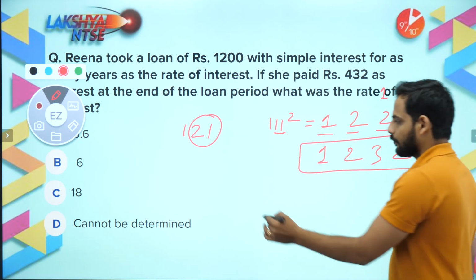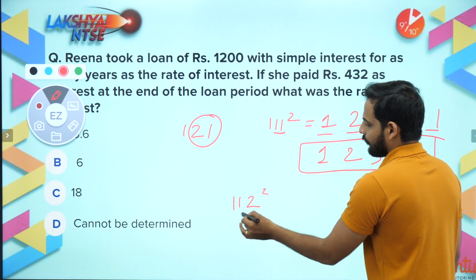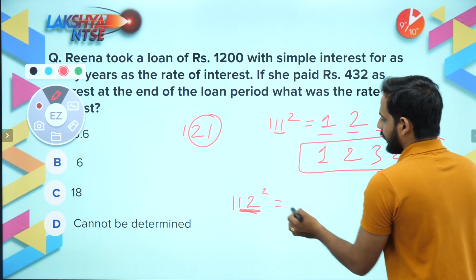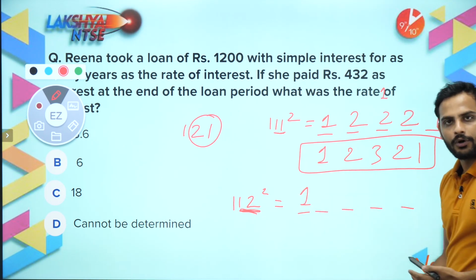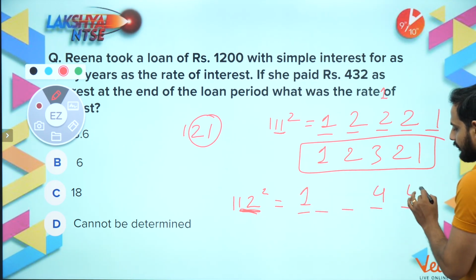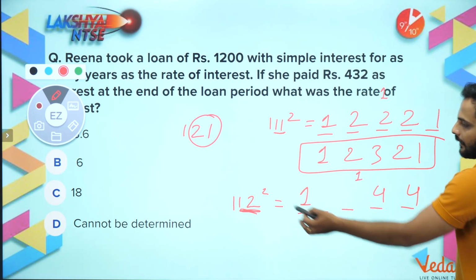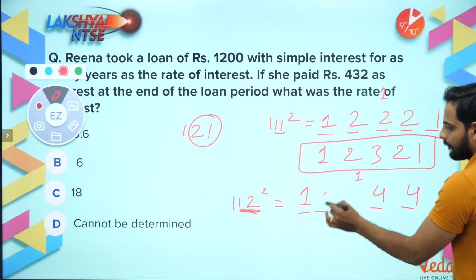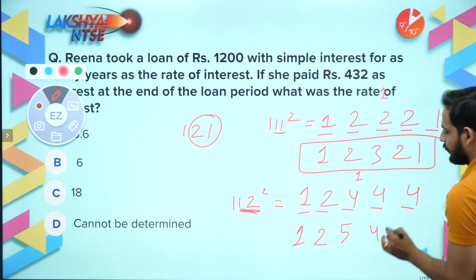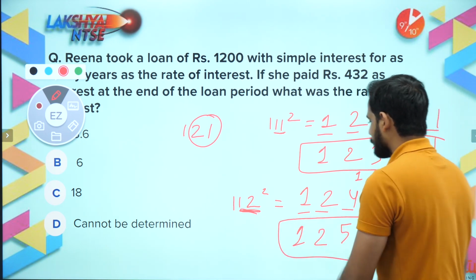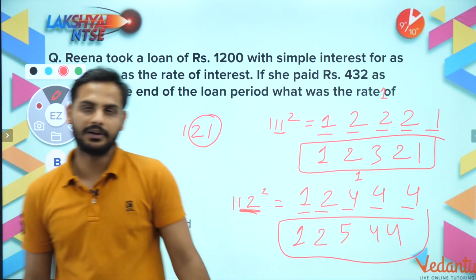Okay, suppose 112 square. So 112 square, what are the last two digits? 12. Okay, so write 5 digits. 1 will be here. 12 square is what? 144. So 44 I will write, and 1 will be in the power. Double of 12 is 24. So 1, 2, 4 plus 1 is 5, 44. So this is how easily you can get this square. So sometimes it helps a lot.